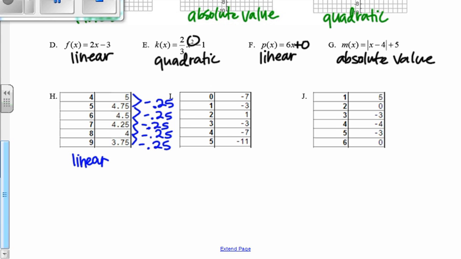Okay, so let's look at I. Here, I'm adding 4 to go from the first to the second. I'm adding 4. So it looks like a linear function because I'm noticing that constant rate of change. However, look at this next shift. It's still a 4, but it becomes a minus 4. So this is what we have for absolute value. So there's still a constant rate of change. It's always 4, but it starts from positive and then goes negative. So this is absolute value.